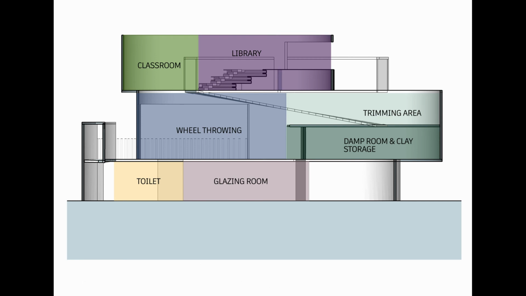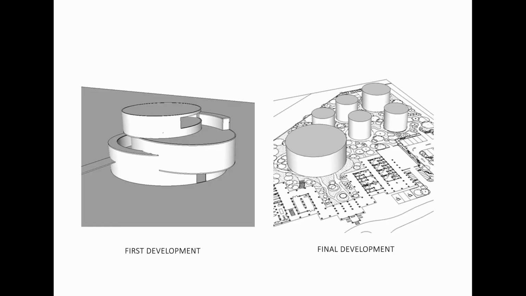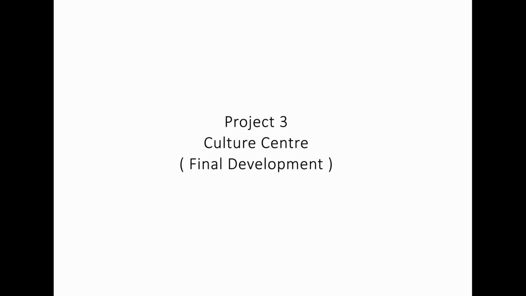So this slide is about the arrangement of spaces in the building. As you can see, the arrangement of space is according to the making process of pottery. This one is the building form for my first design development, and beside it is the initial arrangement for my final design development. So this one is the final development for my culture center.